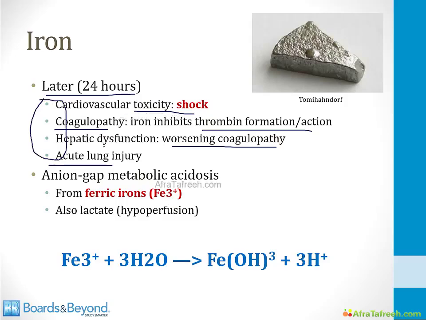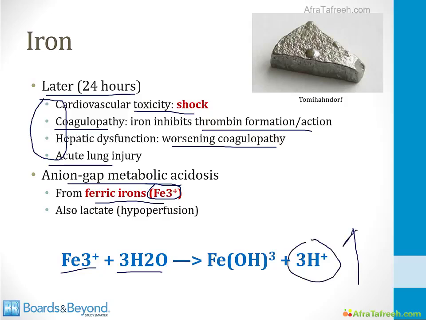And during this later phase, patients will develop an anion gap metabolic acidosis. That's because there are ferric ions in iron. These are molecules of Fe3+, and if you look at the bottom of the screen, Fe3+ plus water will yield 3 protons. So this can really raise the amount of protons in solution in the plasma and therefore causes severe anion gap metabolic acidosis. In addition, patients who develop shock from iron poisoning will underperfuse their tissues, and this can lead to a lactic acidosis.